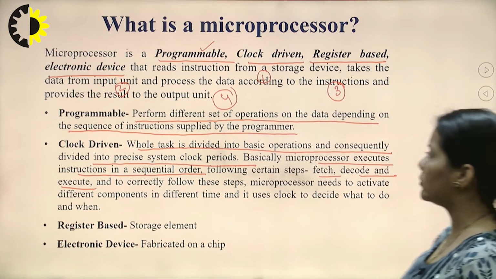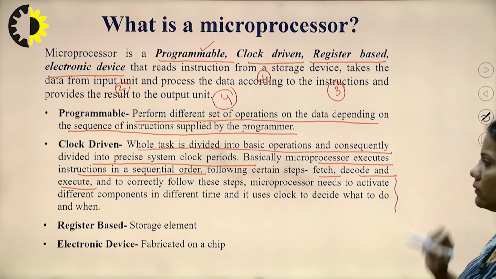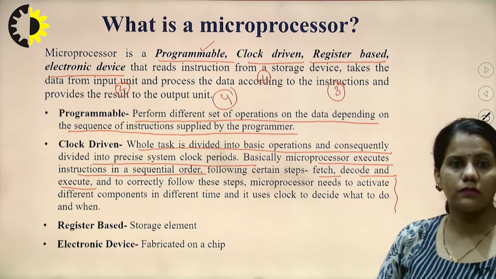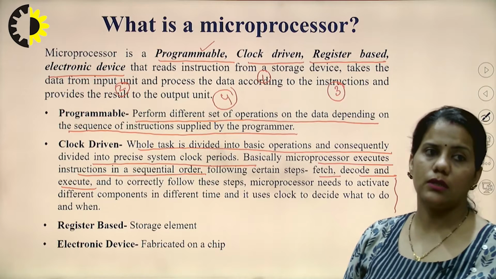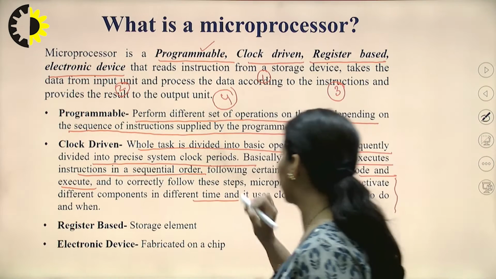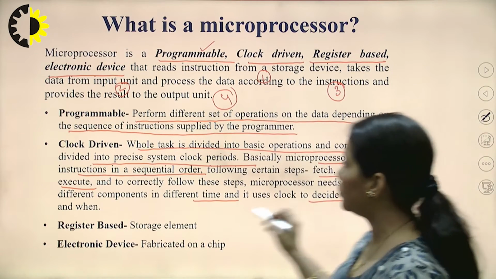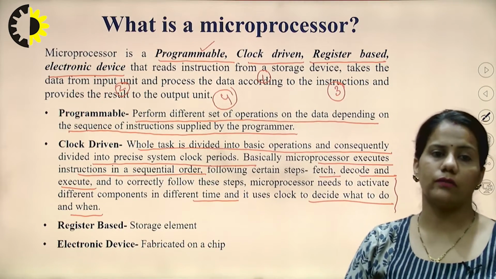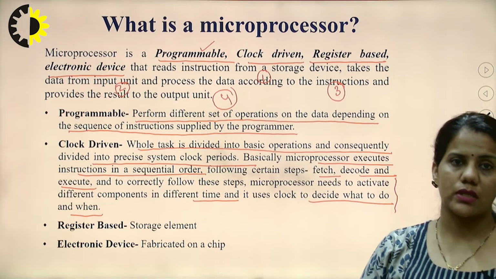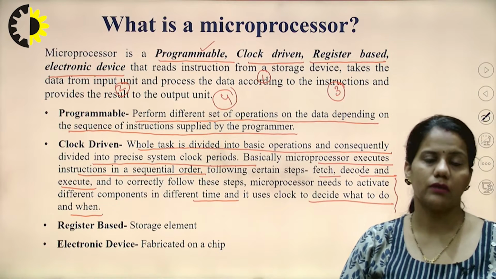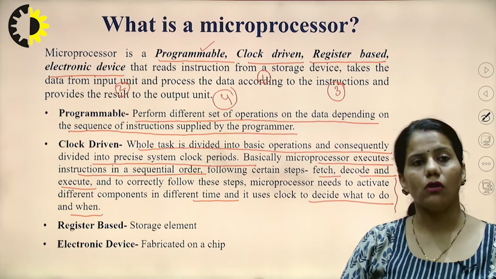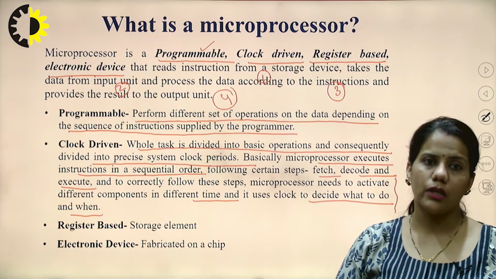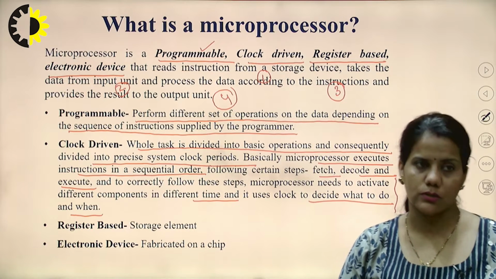And to correctly follow these steps, the microprocessor needs to activate different components at different times. For this activation, the microprocessor needs a clock, and it uses the clock to decide what to do and when. That is why the term clock driven comes into the picture, and we say that the microprocessor is a clock driven device because it needs the clock to activate the different components at different timings and consequently to perform different operations.